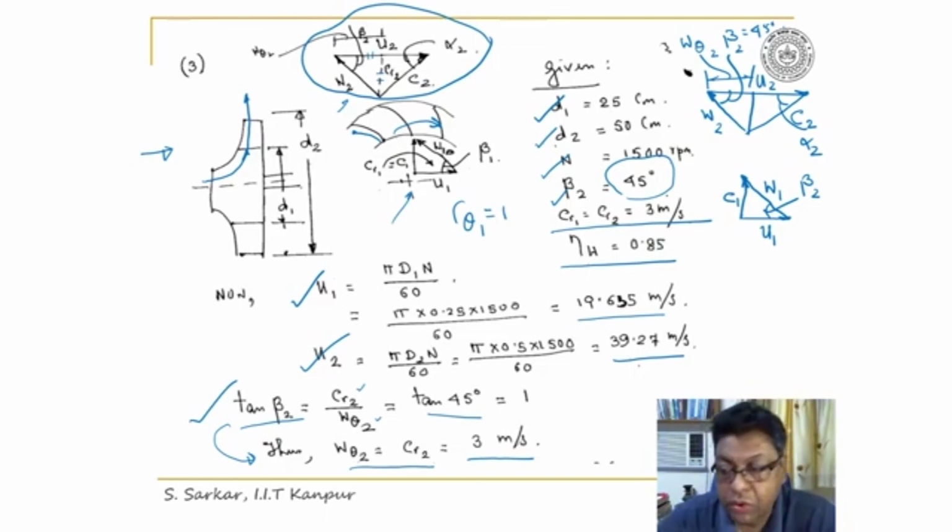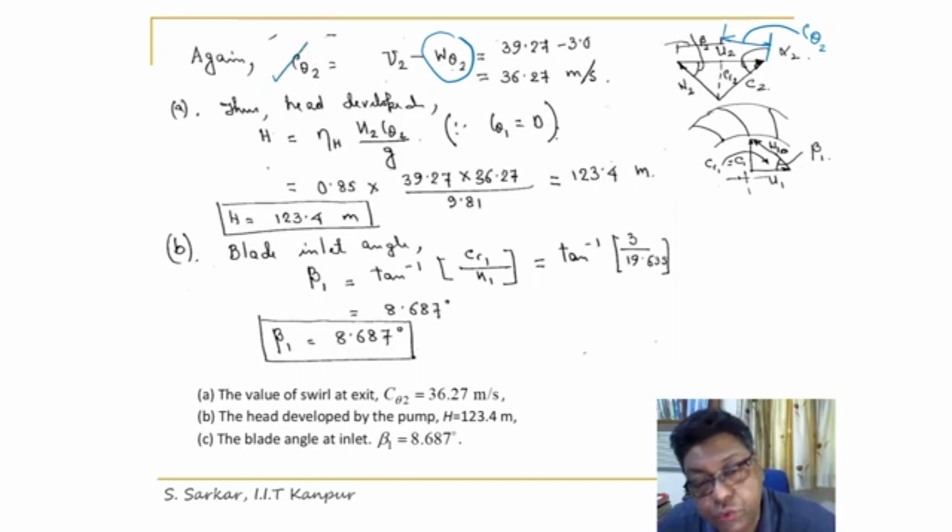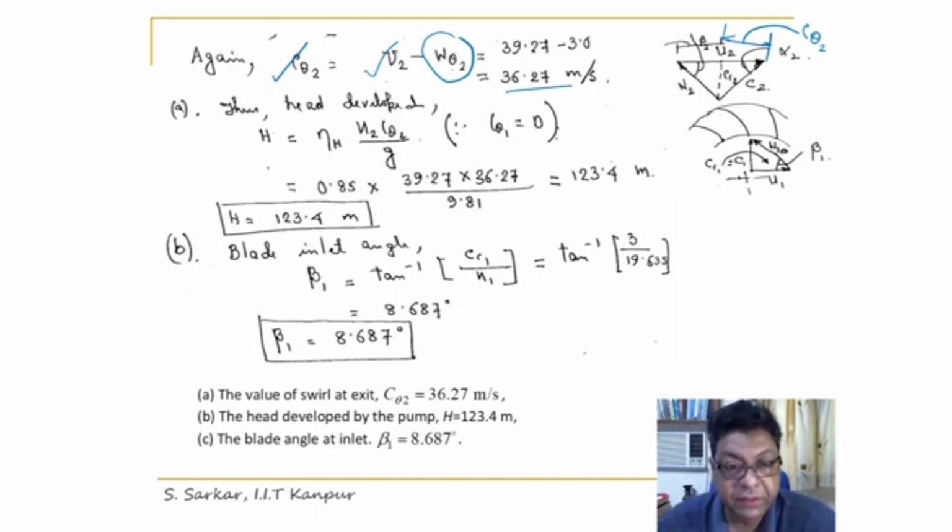Now let me go to the next page. After evaluating W theta 2, I can get C theta 2. This is C theta 2, right? If you go to the exit velocity triangle, the projection of C2 in the tangential direction will be equal to C theta 2. So C theta 2 I can write as U2 minus W theta 2. U2 I have evaluated, W theta 2 I have just calculated. So C theta 2 I have got as 36.27 meter per second.